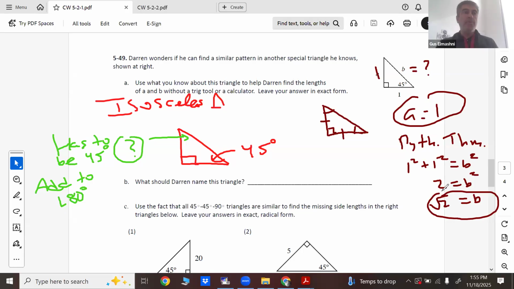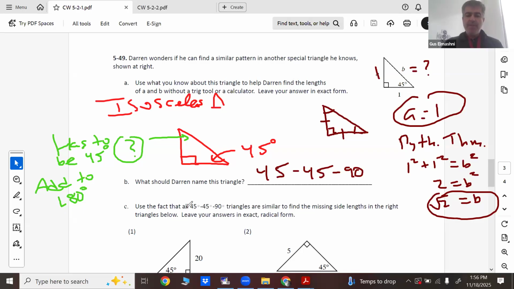So we use a little bit of geometric knowledge. We know about isosceles triangles. We see that two angles are the same, and the sides opposite are the same. One of the sides is 1, so the other side has to be 1. For the hypotenuse, we could do the Pythagorean theorem. So what should we name this triangle? We can call it a 45, 45, 90 triangle, just like on the previous page, we had 30, 60, 90. Now you have 45, 45, 90.